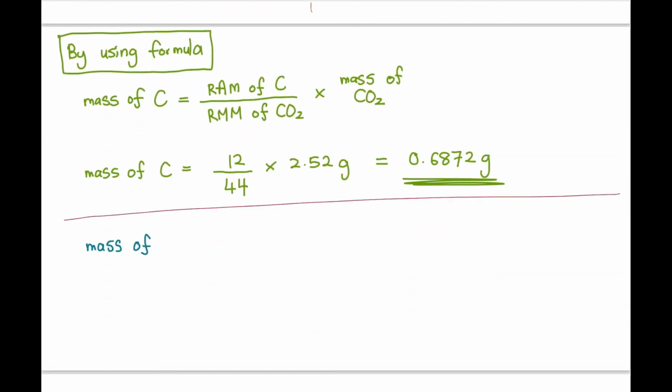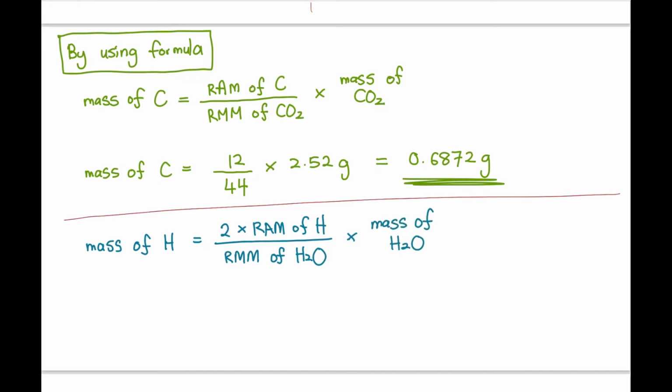Now let's find the mass of hydrogen from water. The formula is 2 times the relative atomic mass of hydrogen divided with relative molecular mass of water. The 2 here is because there are 2 moles of hydrogen in 1 mole of water. Times it with the mass of water from the question.